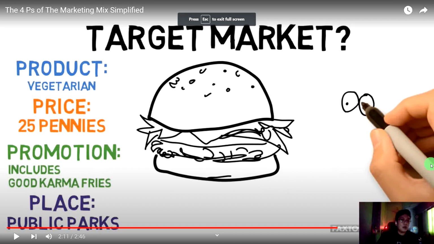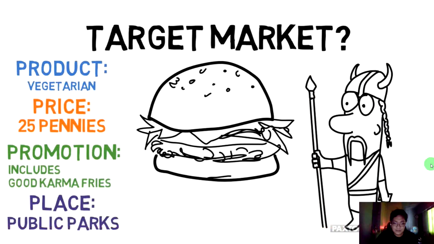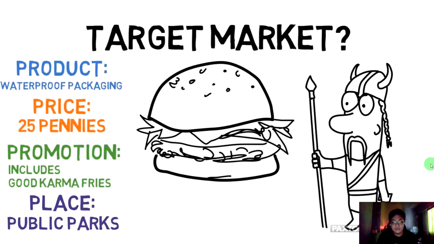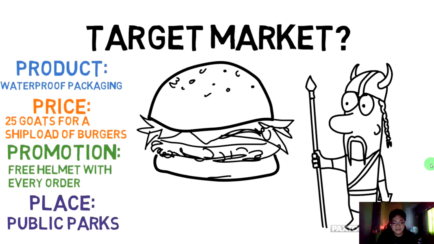Ngayon, at least nakikita niyo na kung paano nga ba nag-work yung mga pinag-uusapan natin. And yung place is public parks kasi doon mas madalas makakakita ng mga hipsters or ng mga hippies. So, yun. This is how marketing mix works. This target market, arr! Again, we should adapt the marketing mix. He spends a lot of time at sea, so waterproof packaging would be a good idea. He doesn't have any cash, but has plenty of goats on board. Who doesn't love a free Viking helmet? Ooh.